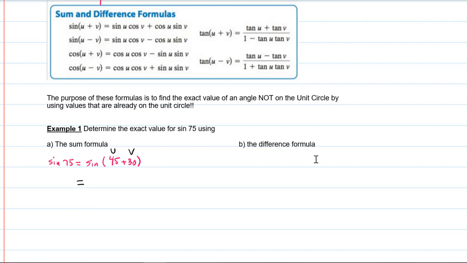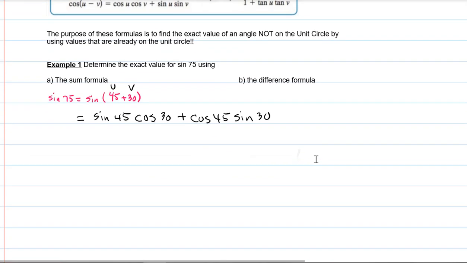So the sine of U. I want you to write this down like this. U is 45, so we're going to write down sine of 45. And then we're going to have the cosine of V, so cosine of 30. That's the first part of it. Then we're going to add to that the cosine of the U term, which in this case is 45, and sine of the V term, and the V term is 30. So we're going to have sine U cos V plus cos U sine V. That's our formula right there.